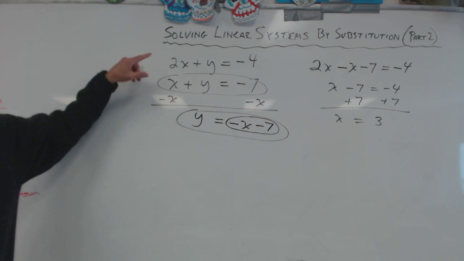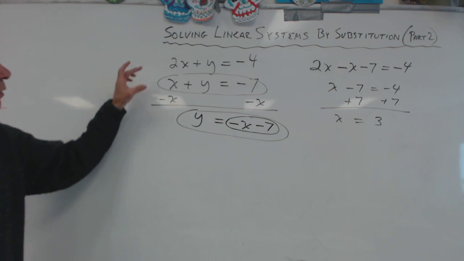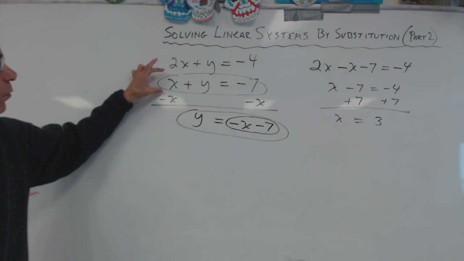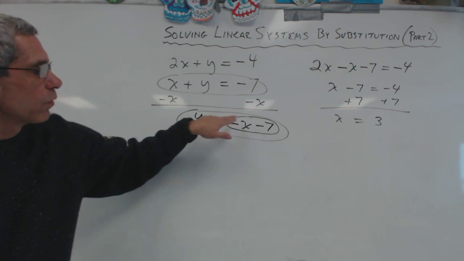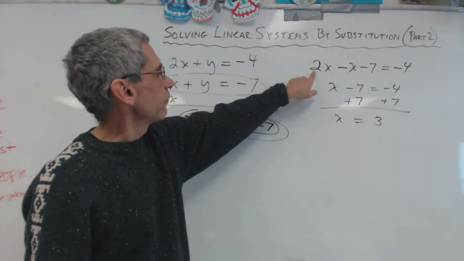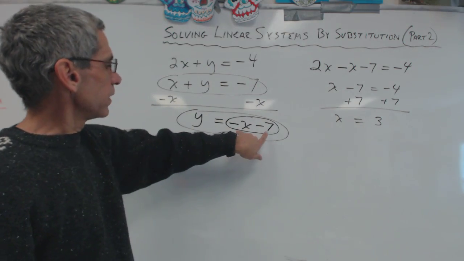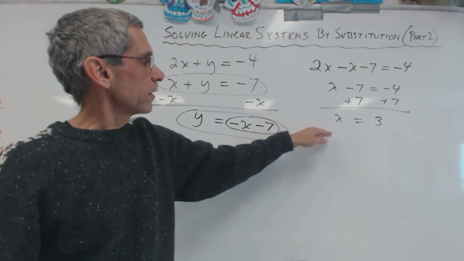So just remember what we did. We looked for x equals or y equals, and there wasn't one. So we said, okay, we're going to manipulate one of them. We turned this one into y equals negative x minus 7. I circled what y equals. That goes into this y here. So I have 2x, and instead of y, I put negative x minus 7 equals negative 4. I solve it, and I get x equals 3.